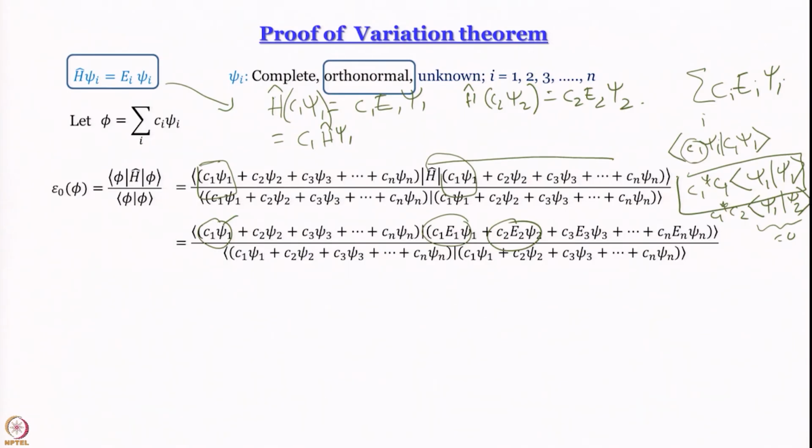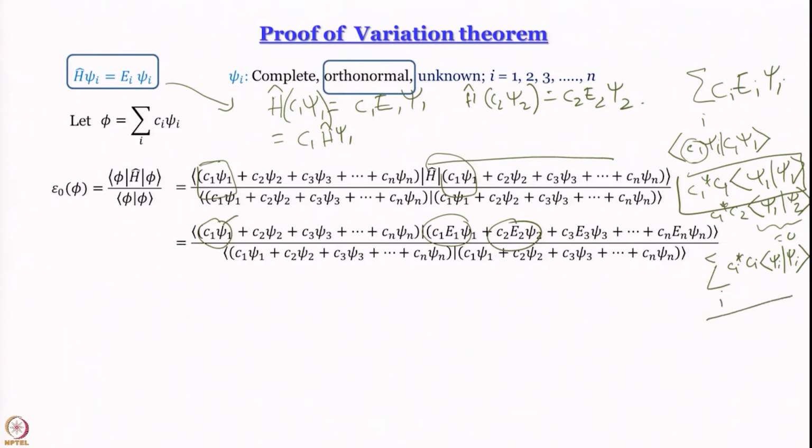Similarly, I will get C1 star C1 multiplied by integral psi 1 star psi 1 d tau. Similarly, I will get C2 star C2 integral psi 2 star psi 2 d tau. So, the general term here will be Ci star Ci integral psi I star psi I d tau. So, ij kind of term will not be there and it will be a summation over I. What will the denominator be?